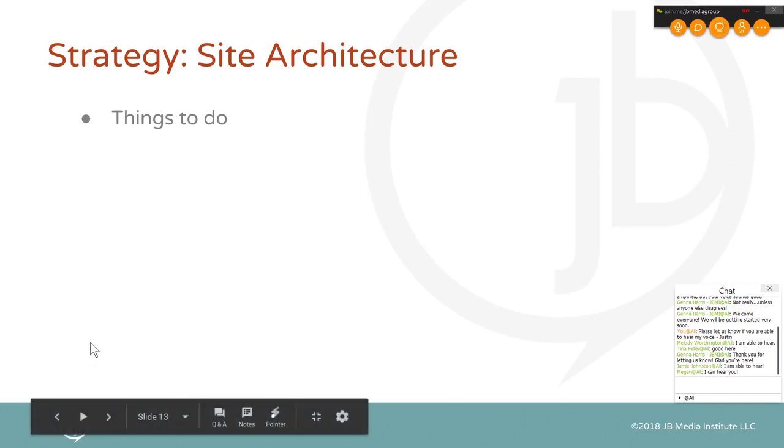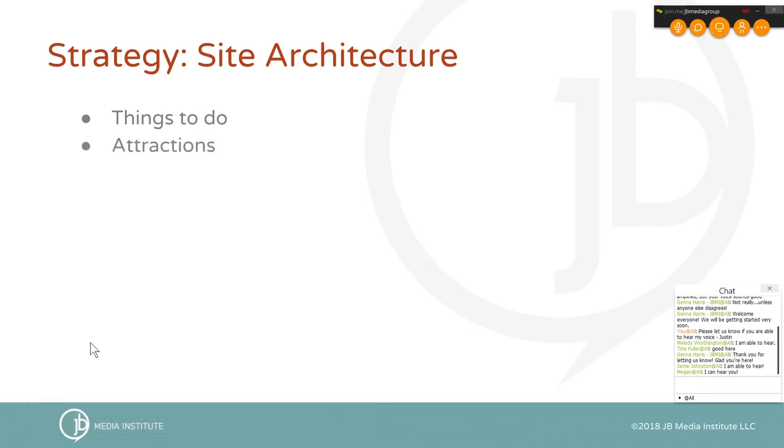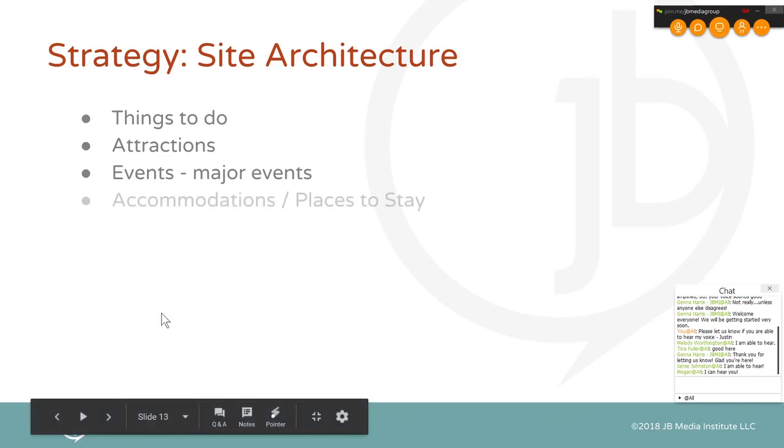So you want to have front and center the things to do, the main attractions, which are usually a subsection of things to do, and events, which would be any major events. You have to decide how many you want to include, and how you want to treat different events, because there are probably some that are competing with each other, some that are maybe religiously based, some that are affiliated with nonprofits, some that are for-profit. You have to decide how you're going to handle them, but there should be an event section.